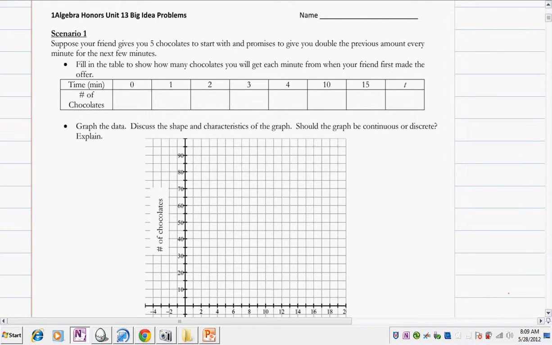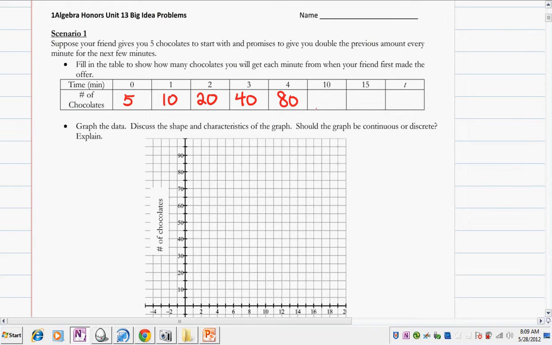Suppose your friend gives you 5 chocolates to start with and promises to give you double the previous amount every minute for the next few minutes. Fill in the table. Well, many people could realize, they start right away with 5, and then every minute they get twice as many, so the amount you have doubles again and again and again.